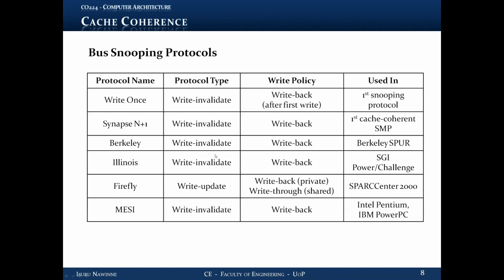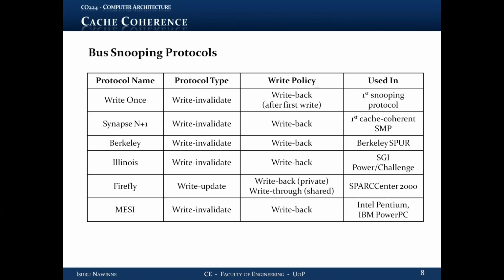You're seeing that most of these protocols are write invalidate and use the write back write policy for the entire system, right? So the Illinois protocol was used in this SGI company's processors called Power and Challenge, SGI, Silicon Graphics, if you may have heard about it. So these are again somewhere, I can't remember, somewhere in the 90s or late 80s. There were multiprocessor architectures developed for high performance systems, one of the processors was called Power and the other one was called Challenge. Those processor architectures used the Illinois protocol to maintain cache coherence.